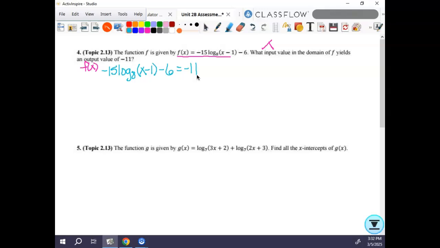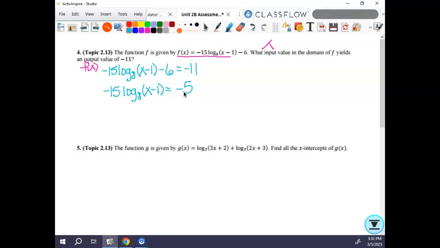All right, first step, just like solving any equation, is going to be to move that 6. So I've got -15 times log base 8 of x minus 1 equals, I'm going to add 6 to both sides, that's a -5.